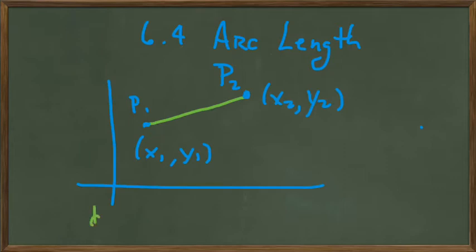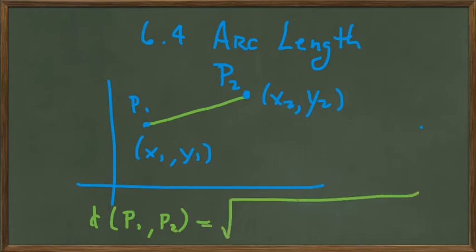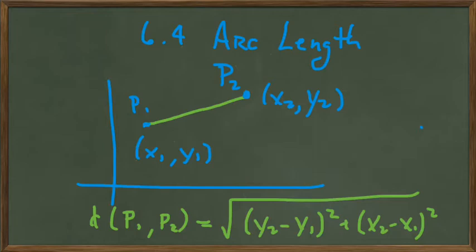So we know that the distance between the 2 points P1 and P2 is the square root of the sum of the squares of their differences, as this. So it's the square root of the sum of the squares of the difference of their y coordinates and the square of the difference in their x coordinates. So let's see that pictured.